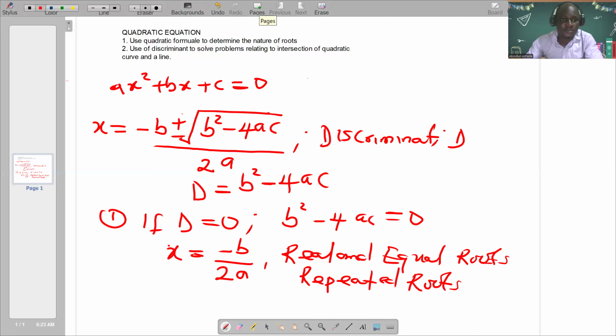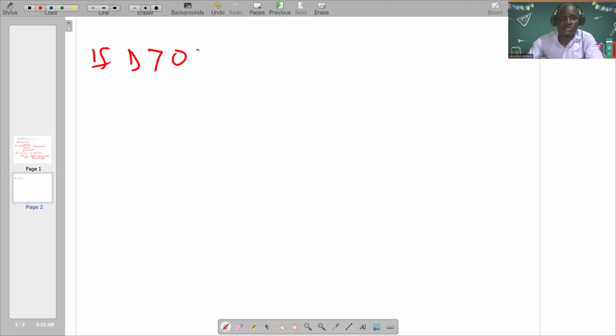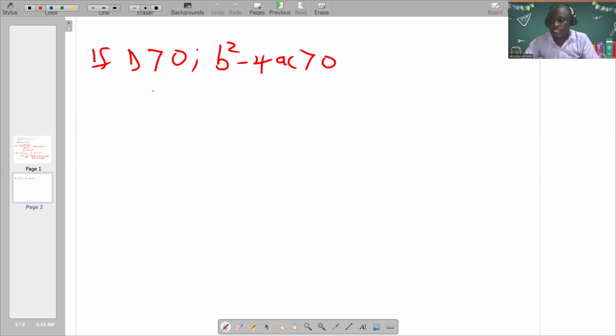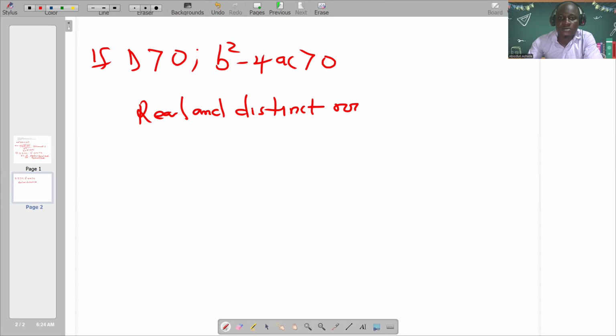Now the second case is if d is greater than 0, so b squared minus 4ac is greater than 0. That means the value of the square root is positive, so that we can really find the square root. And once that is positive, what we are saying is that we have real and distinct roots. We have real and distinct roots when our discriminant is greater than 0.